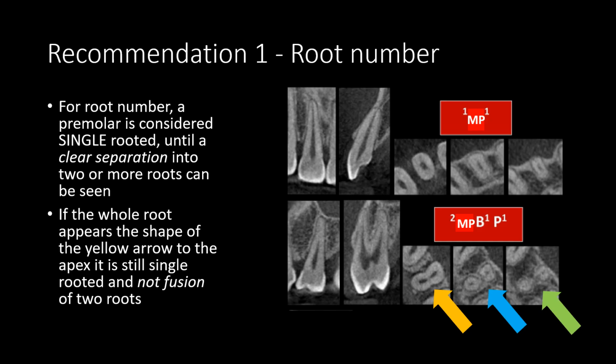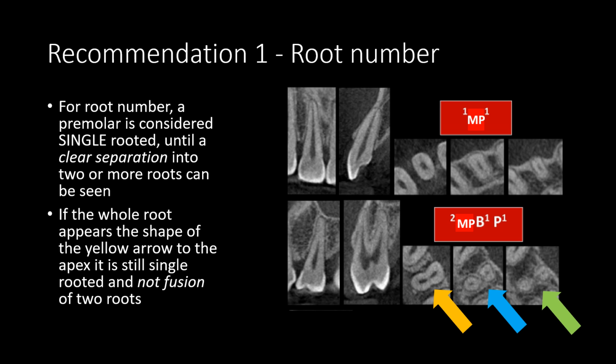Right, so the first recommendation that we have is regarding root number. Premolars are always considered single-rooted up until we find that there's a clear separation of that root into 2 or possibly more roots. It can have 3 roots, possibly 4 roots. It's not impossible, but it's considered single-rooted unless there's a clear separation, right?